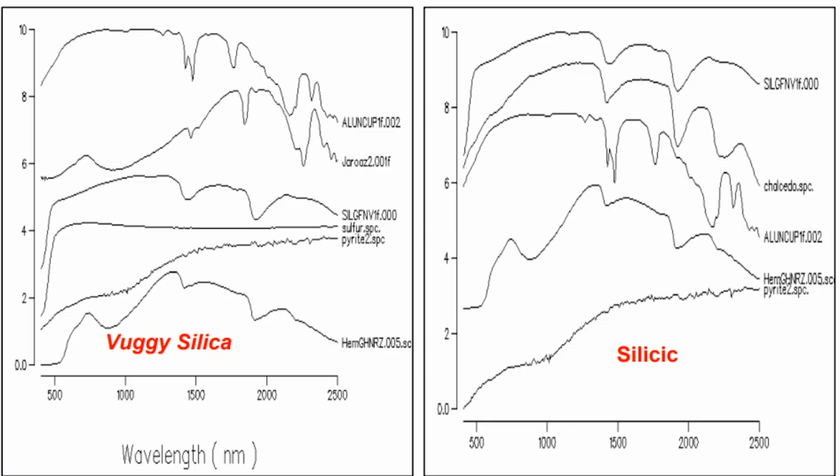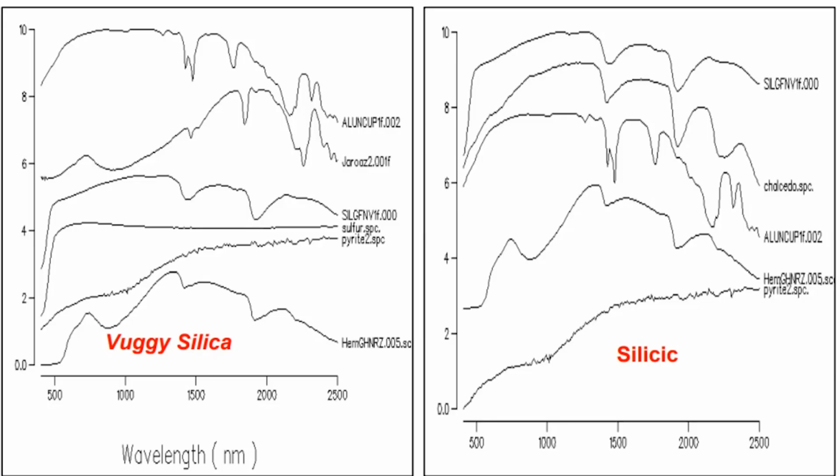advanced argillic alteration zones. Vuggy silica represents an extreme form of acid leaching where aggressive acidic fluids remove most primary minerals and leave behind a porous residual silica framework. This alteration is commonly developed in the upper levels of epithermal systems and may also occur in the upper portions of telescoped porphyry systems.